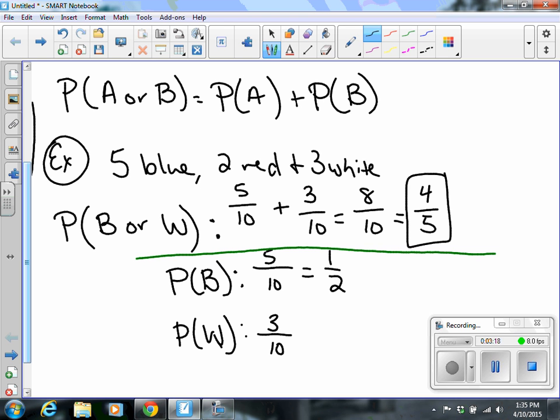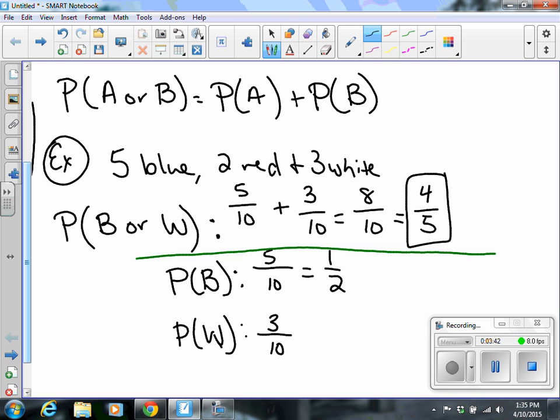Okay. Again, mutually exclusive. The two events cannot occur at the same time. So there's an or there. So I can either select a blue one or I can select a white one. I'm only selecting once, so those two events can't occur at the same time. Okay.